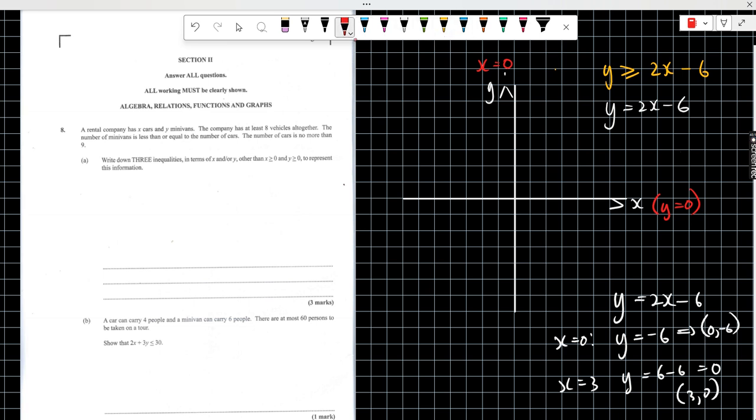Let me see the point (0, -6). Obviously this is the origin here, (0, 0). Let me see 1, 2, 3, 4, 5, 6. So this is the point (0, -6). And the other point is (3, 0): 1, 2, 3 right here. So this point is (0, -6), and this one is (3, 0). So all I need to do now is to draw a line connecting those points, and I'll do that.